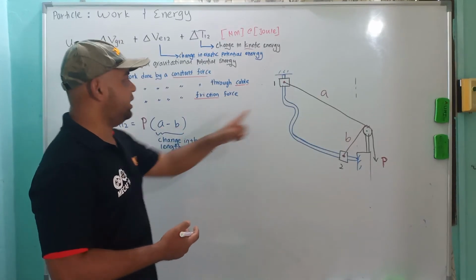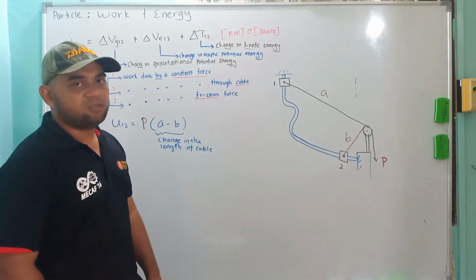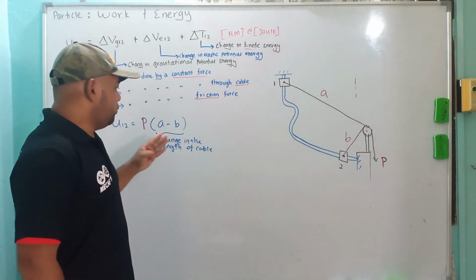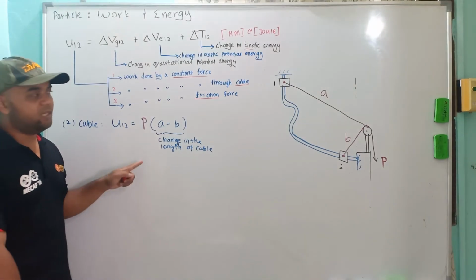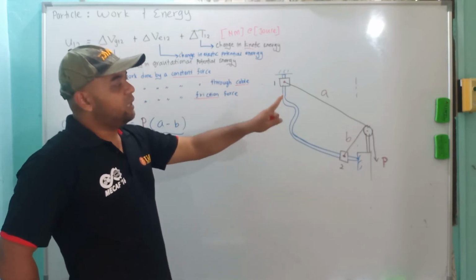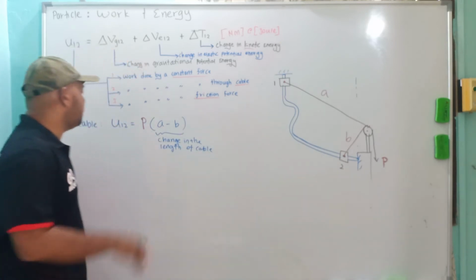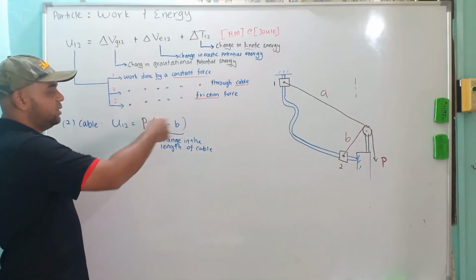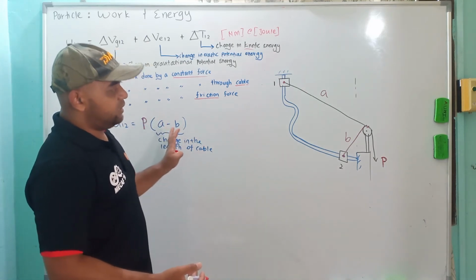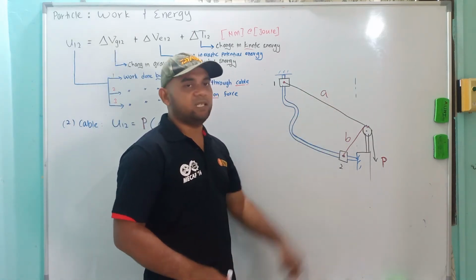So put in the equation (A minus B) times P will be the U12 because of the constant force through cable. So make sure in the question, when you want to use this equation, first search for the cable, and then this cable is acted on by a constant force. If there is no cable, directly put U12 for the constant force through cable equal to 0. If there is a cable, you put this equation, and it doesn't matter which direction. What you want to know is only the change in the length of the cable.